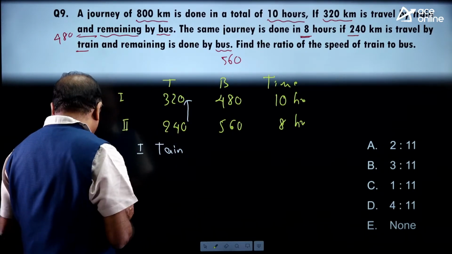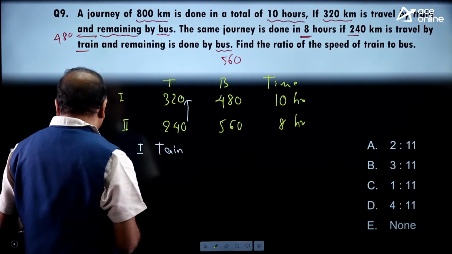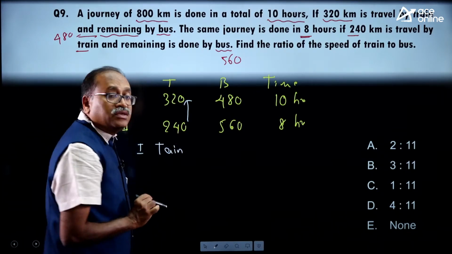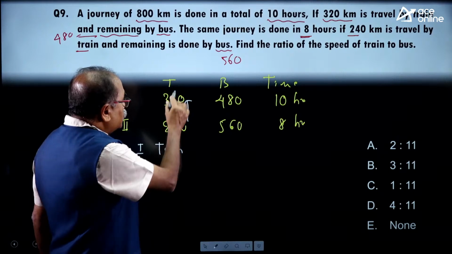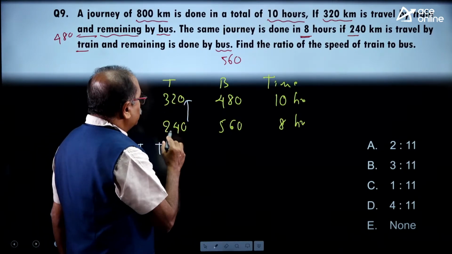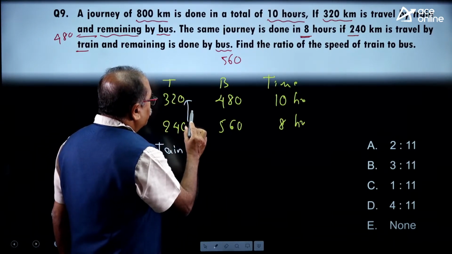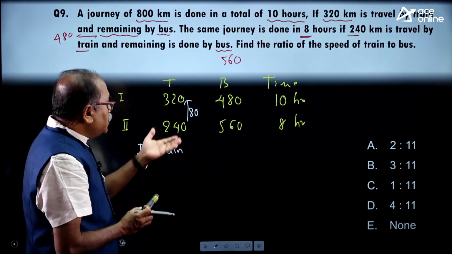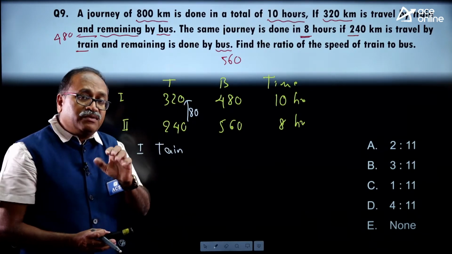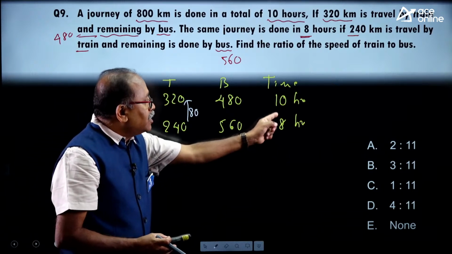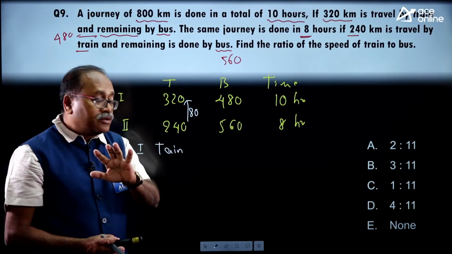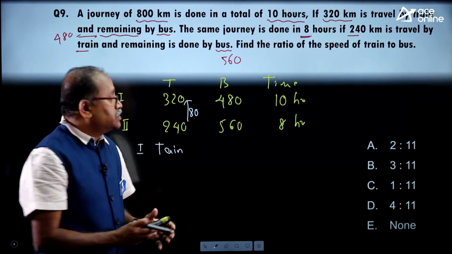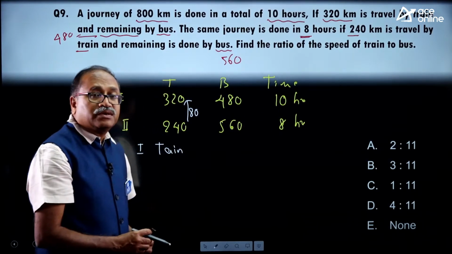This is case 2. Right, my friends? So this is how much extra it is travelling by train. So the difference of this is nothing but 80. Am I right? 60 plus 20, 80 kilometer. For 80 kilometer extra when it travels by train, how many hours does it take extra? 2 hours. Look at this one, 2 hours extra.